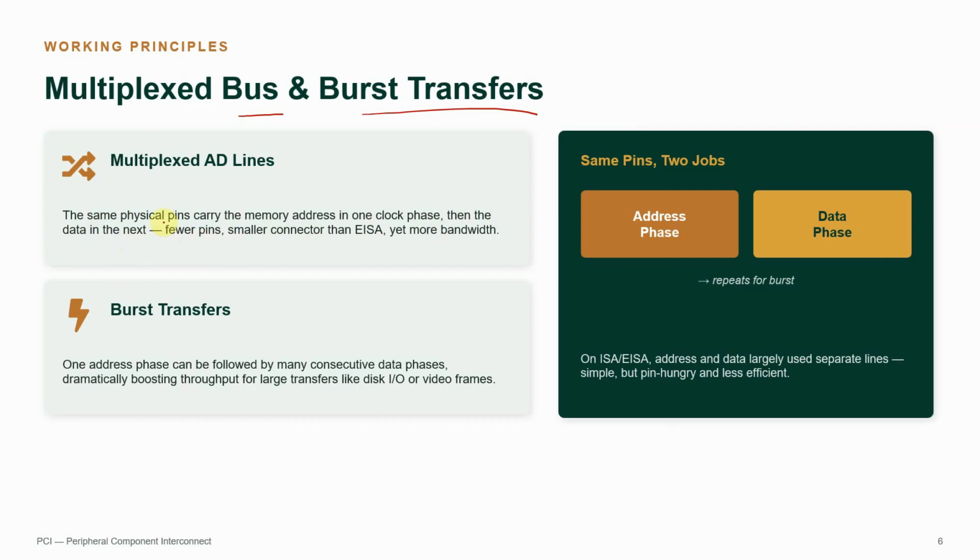And we are going to allocate very few pins and smaller connectors than EISA, and we are going to have more bandwidth. And we are also going to have burst transfers. If you have studied the AHB protocol, you might have heard about burst transfers, where one address phase can be followed by many consecutive data phases, and it is dramatically boosting throughput for larger tasks like disk input output or video frames. And this is a very good feature which was added in the PCI bus.